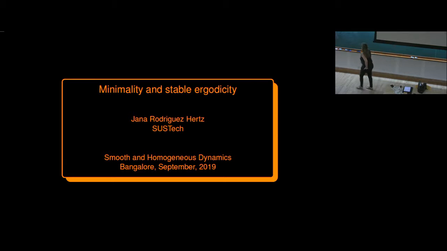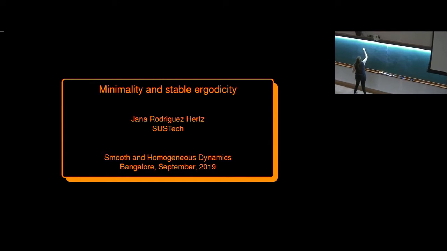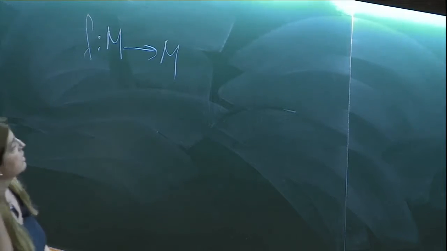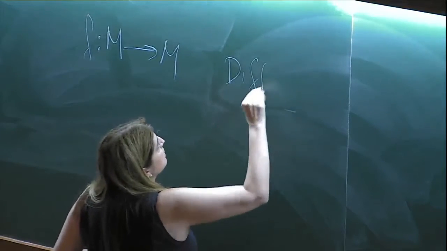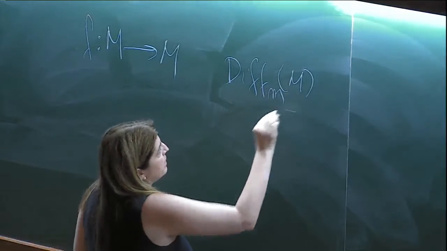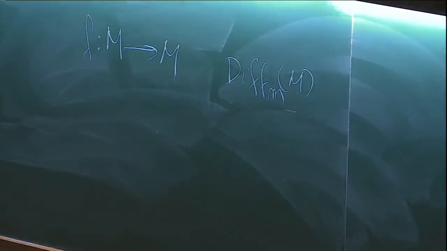So I also want to thank Marcelo and Stefano because they gave many of the important definitions I will need. And the context in which I will be working is diffeomorphisms on a compact manifold. I will call the diffeomorphisms like this, but I will also require that they preserve a smooth volume form. Okay, so this will be the context.